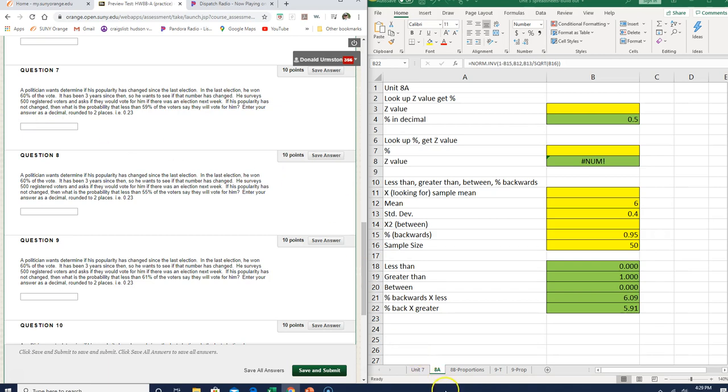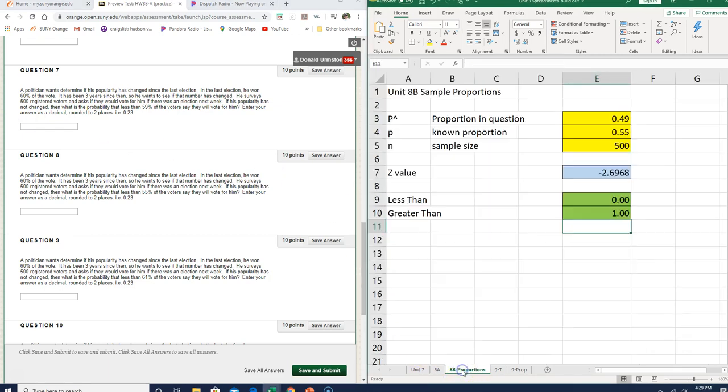Okay. Well, this is a proportion, so I got to switch over to my proportion spreadsheet. I'm going to go over here. What is my proportion in question? Well, that's always the one with the question mark at the end. What's the probability? 59%, so 0.59. What was the known proportion? Was 60%, 0.60. What's the sample size? 500. There we go. Z value is 0.4564. Is it less than, right? Yes, it is. The probability that less than 59% of the voters say they'll vote for him is 0.32. Okay. That's all I have to do.